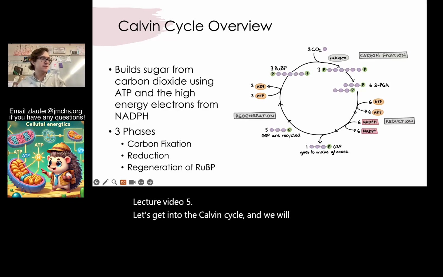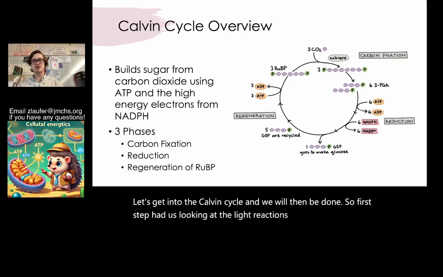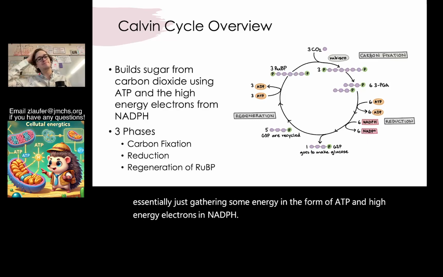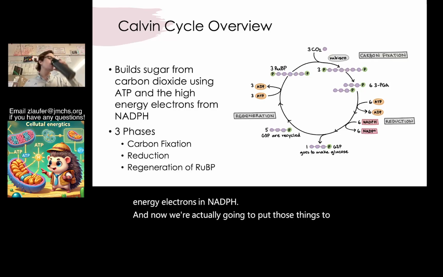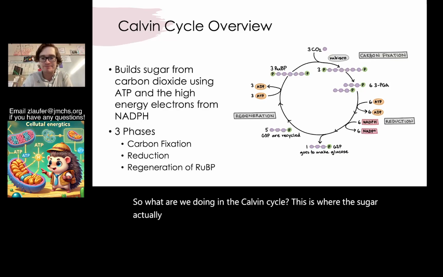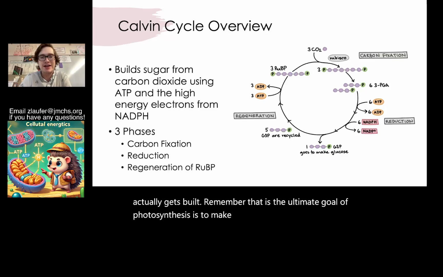So, first step had us looking at the light reactions, where we were essentially just gathering some energy in the form of ATP and high energy electrons in NADPH. And now we're actually going to put those things to work. So what are we doing in the Calvin cycle? This is where the sugar actually gets built. Remember, that is the ultimate goal of photosynthesis, is to make sugar. And so this is where that's actually going to happen.